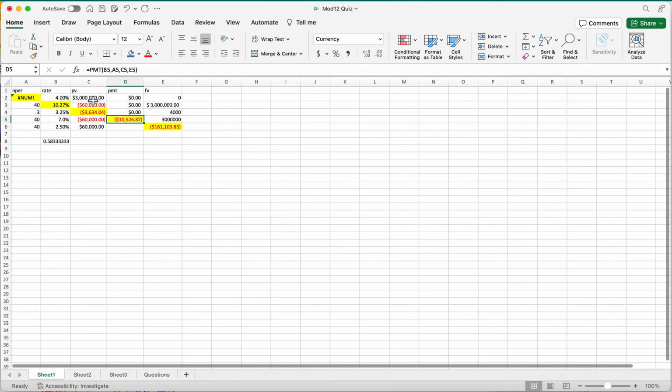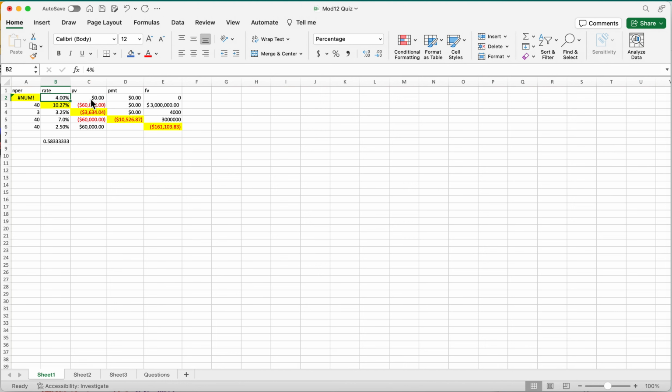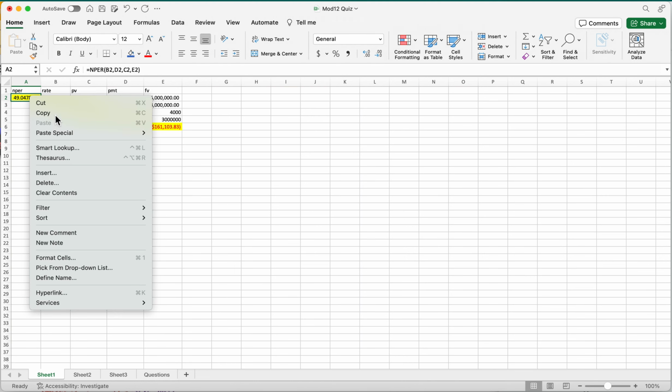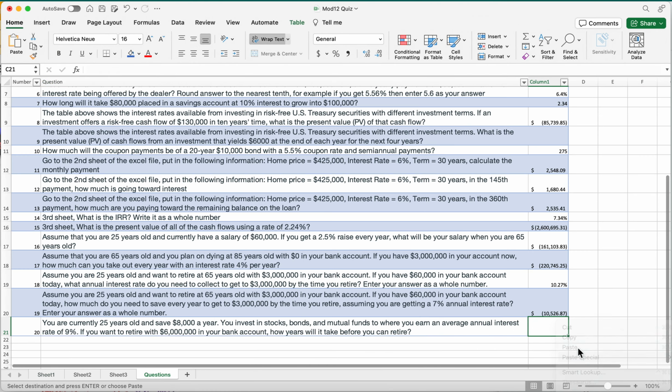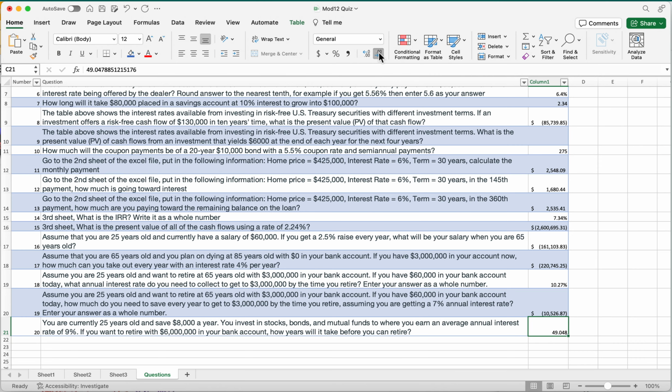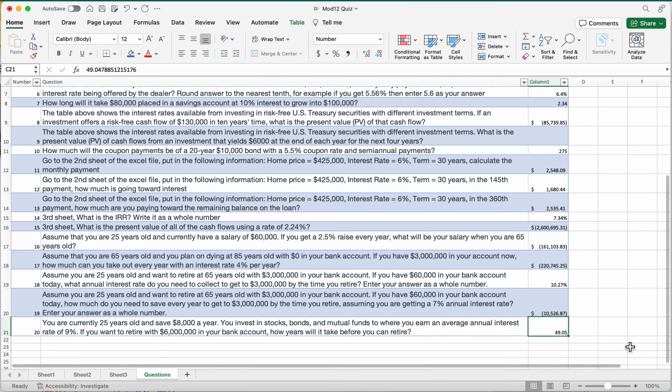So present value is 0. We earn 9% interest. We save $8,000 a year, and we want to do $6 million. Good. Oh, this needs to be negative 8,000. Okay, so 49 years. That's how long it's going to take. So that's how many years.